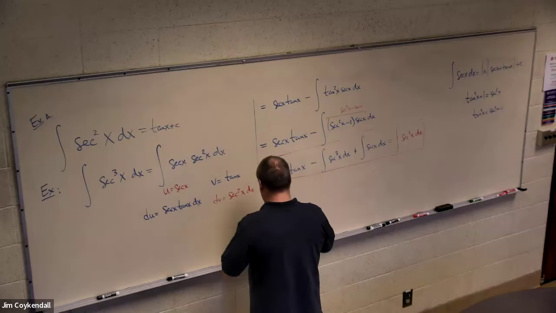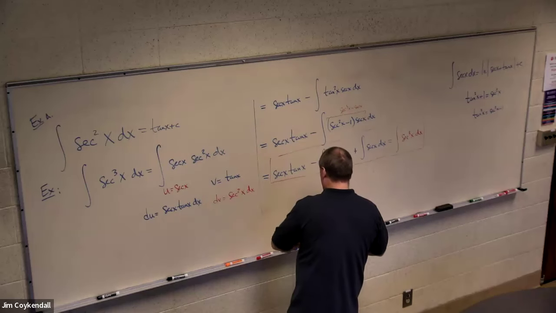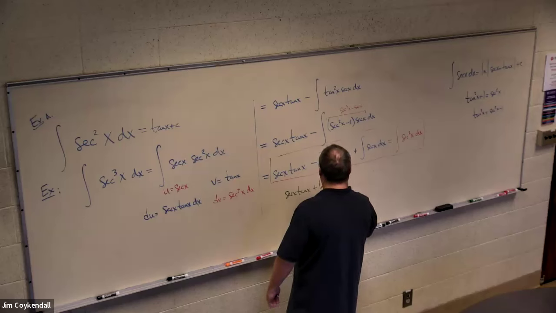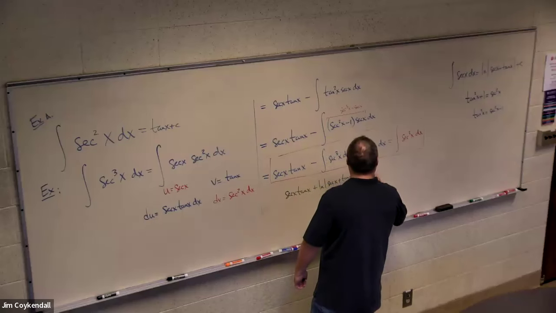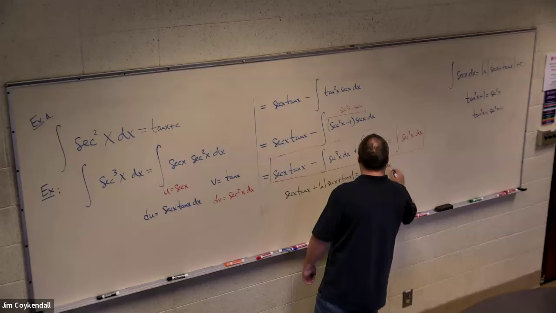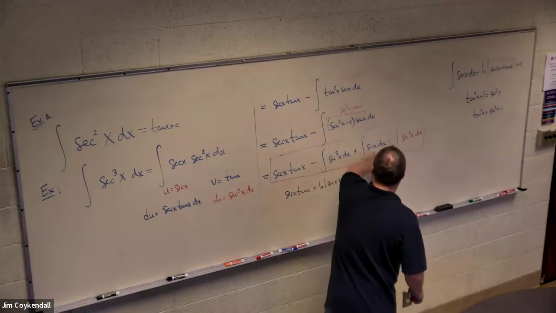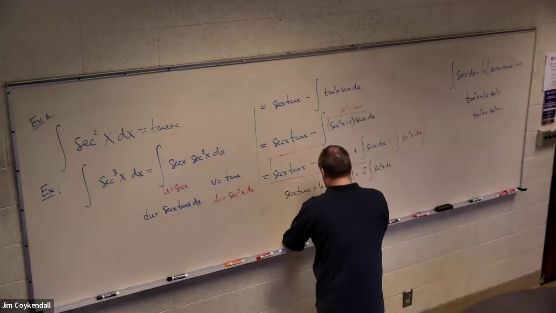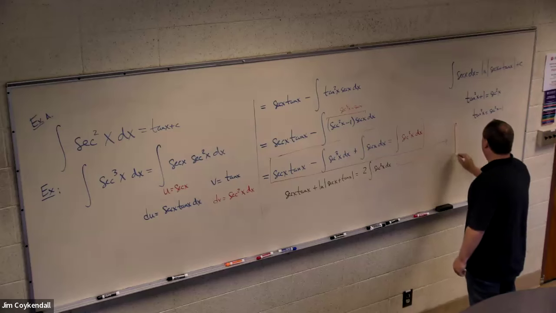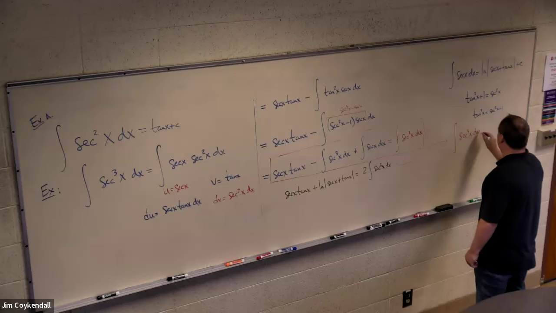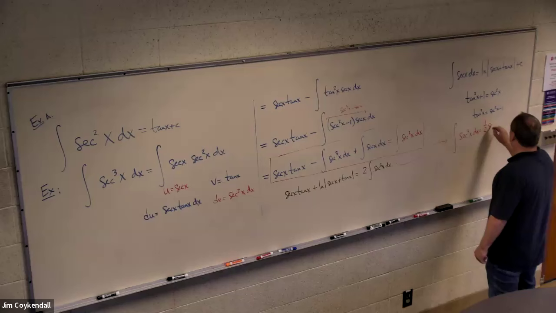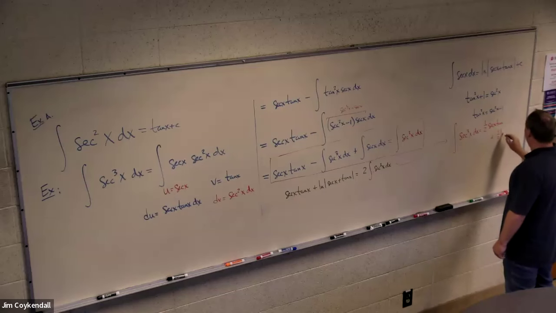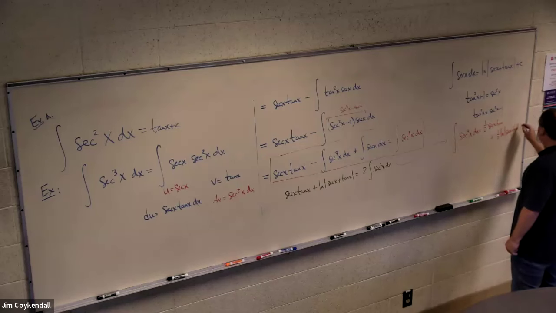So this gives me a new equation. Secant x tangent x plus natural log absolute value of secant x plus tangent x is equal to 2 times the antiderivative of secant cubed x. That's a known identity over here. And then I'm going to take this over here. And so at the end of the day, here's what I get. The antiderivative of secant cubed x dx is equal to 1/2 secant x tangent x plus 1/2 natural log absolute value secant x plus tangent x plus C.